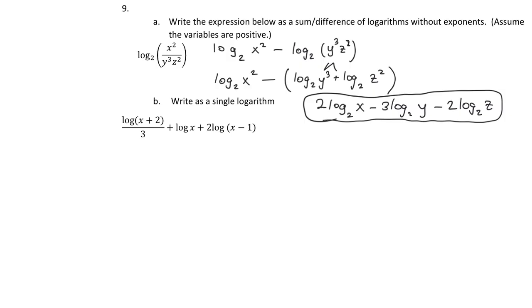For part B, we've got to condense all these into a single logarithm. Now, I don't particularly like how this is written, the whole logarithm being divided by 3, so I'm going to write that a little bit different. I'm going to write it as 1/3 times log of x plus 2.